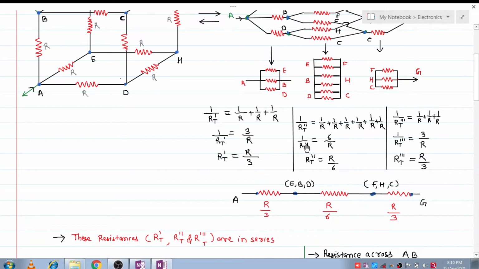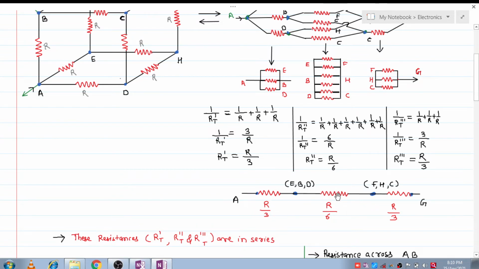So this is the R by 3. Then this 6 resistance that you have connected is equivalent to R by 6. So this is R by 6, and this 3 resistance is R by 3. Now this circuit we have converted into an equivalent circuit.